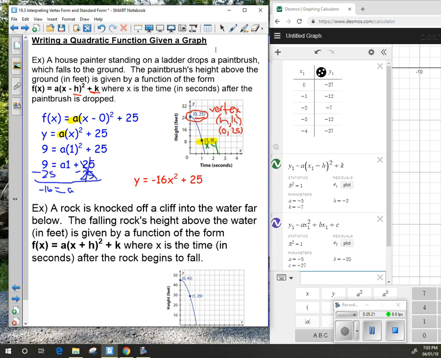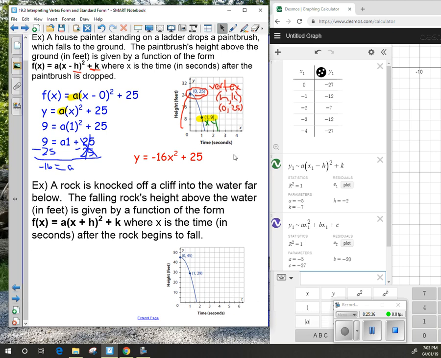If we were to draw this other side of the parabola, it would look something like this. But this is negative time, and we know we can't drop that paintbrush back in negative time, so that's why we don't see that part of the parabola. But you can then see that U-shaped graph.